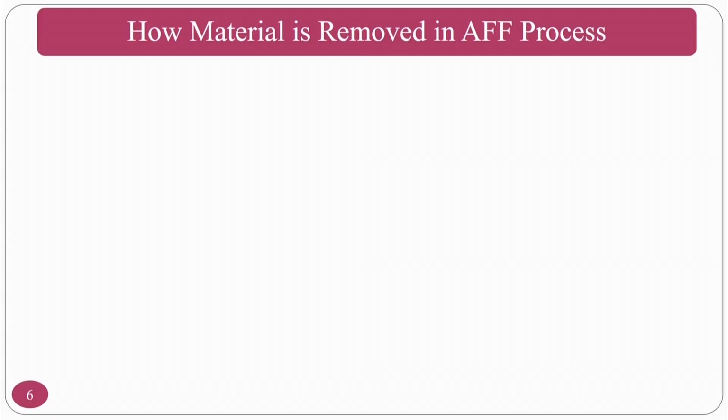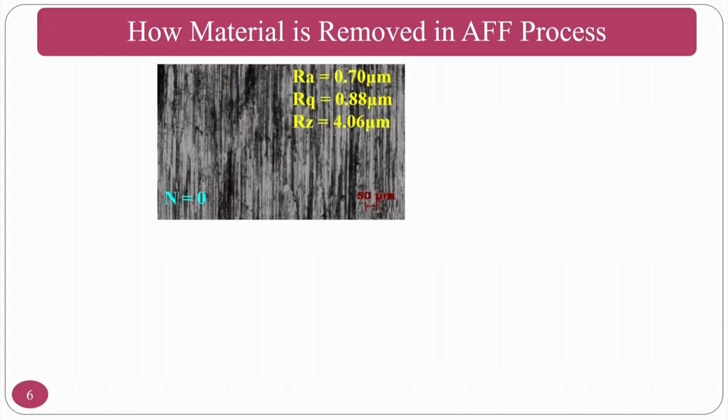If you see the material removal mechanism in this particular process, initially we have the grinding surface. Assume that this particular surface is the aluminum alloy and silicon carbide metal matrix composite. This is the initial surface roughness where you are going to see the initial grinding marks. These are the grinding marks which you can call a lay.